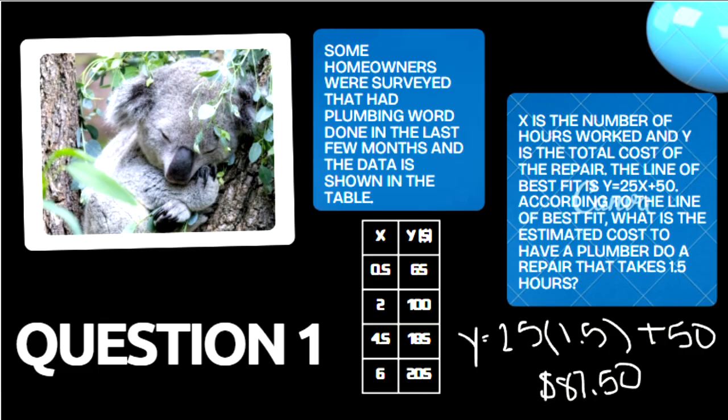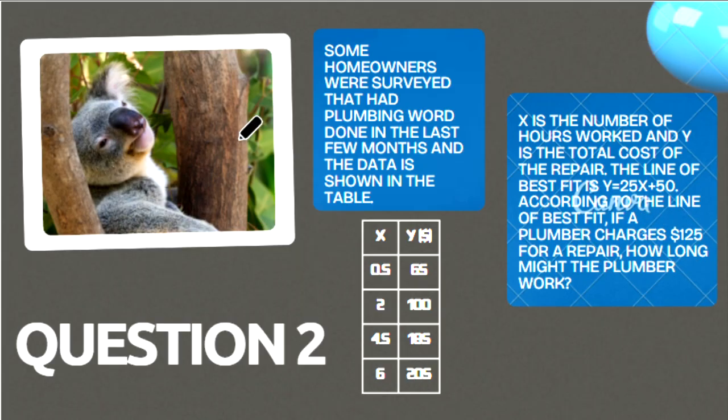Okay, question number 2. This is all the same information. X is the number of hours worked and Y is the total cost of the repair. According to the line of best fit, if a plumber charges $125 for a repair, how long might the plumber work? Pause it, figure it out, come back.